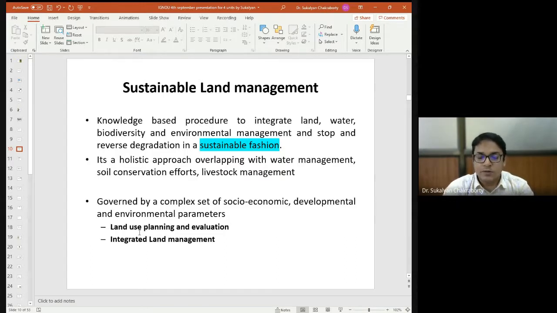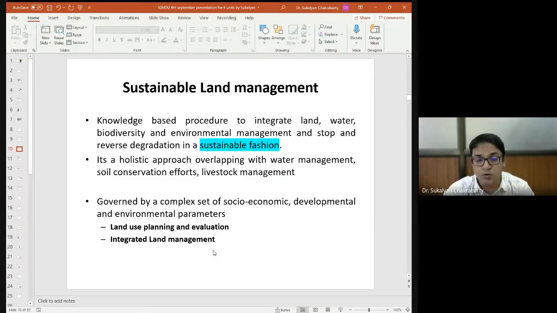So it's a knowledge-based procedure to integrate land, water, biodiversity, and environmental management, and stop and reverse degradation in a sustainable fashion. It's a holistic approach overlapping with water management, soil conservation, livestock management. So all these things have to be looked after when we are going for holistic land management approaches. It is governed by a complex set of socioeconomic development and environmental parameters like land use planning.